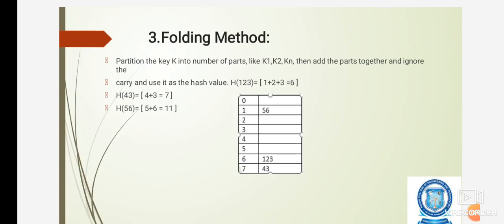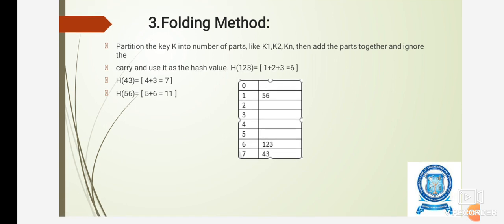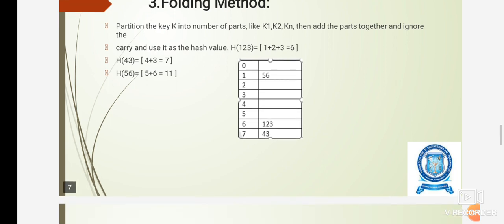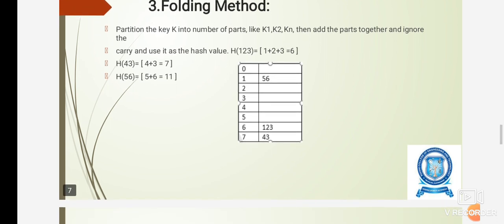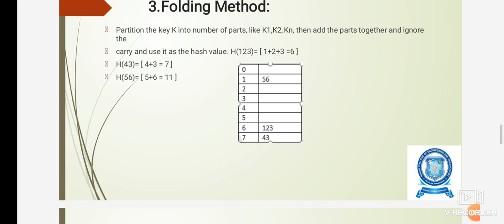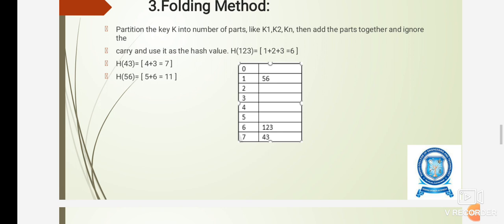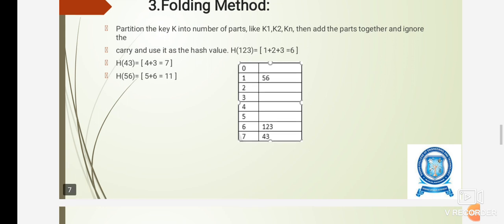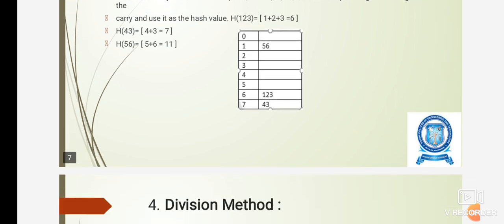Then the folding method: partition the key k into a number of parts k1, k2, up to kn. Then add the parts together, ignore the carry, and use the result as the hash key value. That is, h of 123 means 1 plus 2 plus 3 is equal to 6. So 123 will be placed at the 6th position. Then 43 means 4 plus 3 is equal to 7. So 43 will be placed at the 7th location. And 56 means 5 plus 6 equal to 11, so 56 will be placed at the first location. So that is the concept of the folding method.